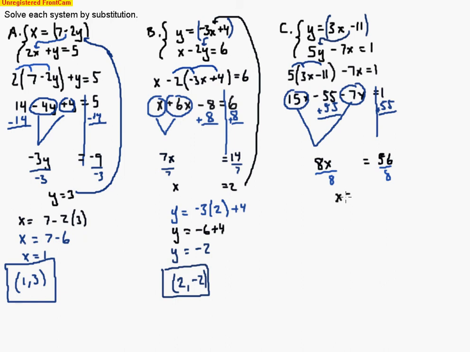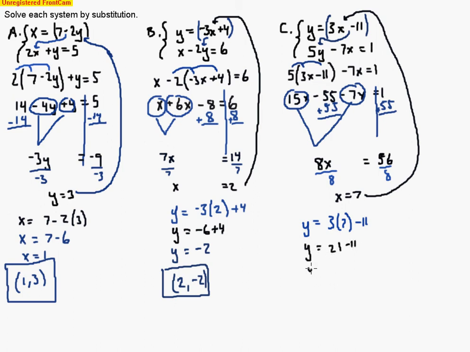And now we're ready to do our final substitution. We've got to take that 7, and we put it way up here in place of x. And we'll find out our y values. So we go ahead and write down y equals, and we've got 3 times 7, and then minus 11. So we'll go ahead and do some more multiplication and then some subtraction. So we have y equals 21 minus 11, which gives us 10. And there we've got it, our answer.